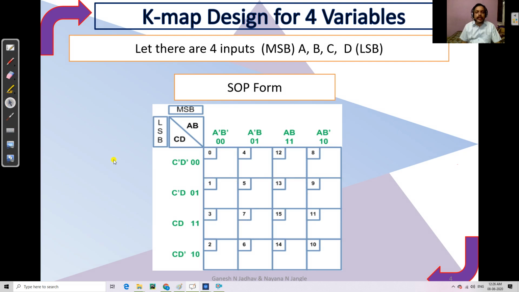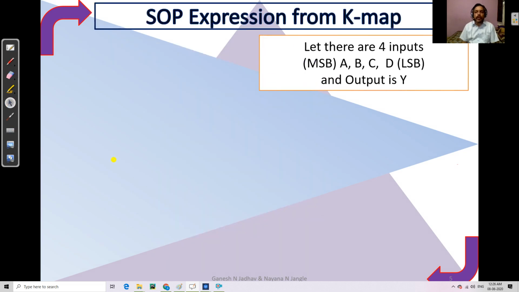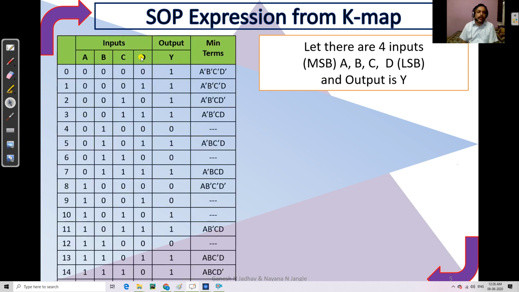Now let's see how we can design this circuit. So, SOP expression from the K-map. There are four inputs A, B, C, D, and the corresponding output is Y. Y is present for some combinations of input, and for some combinations it is absent. For SOP expression, the absent terms may be neglected. So where our output is 0, these terms can be neglected.